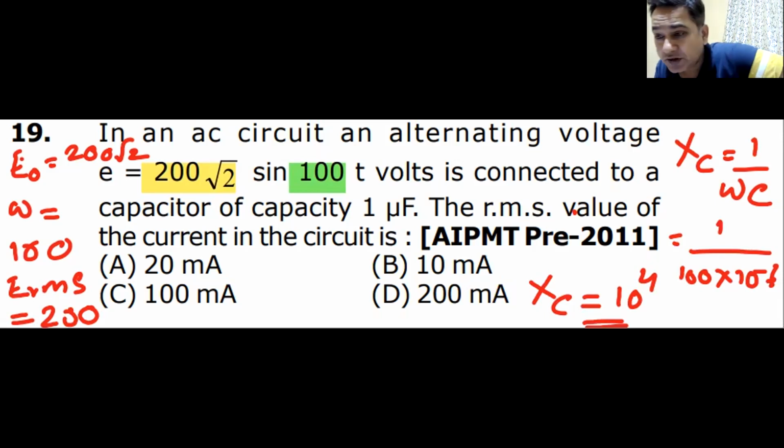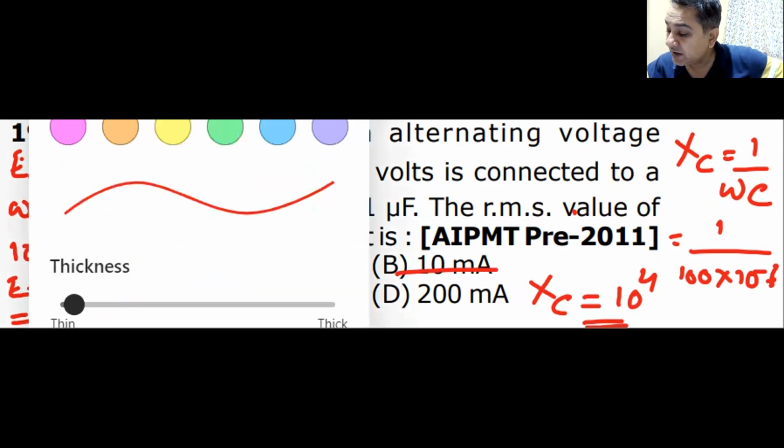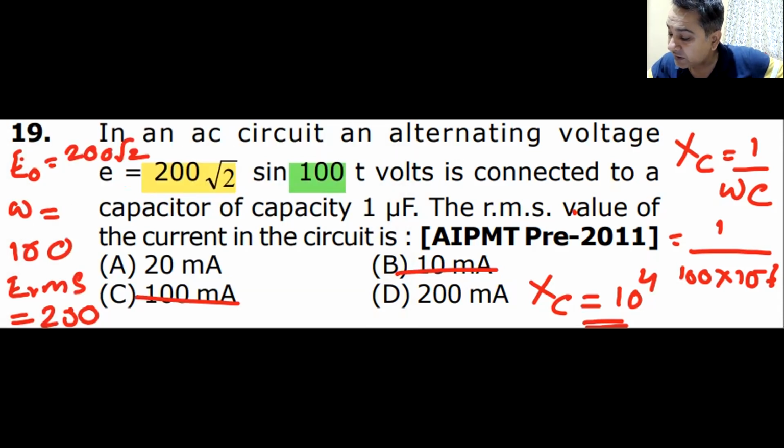You will have to just look at the units and tell me the answer. 200 divided by 10 raised to the power 4. Look at the units, tell me the answer. This definitely cannot be the answer. Just have to choose between 20 milliamps or 200 milliamps. Milli is 10 raised to the power minus 3. And if you apply some brain, you will get that the answer is the blue one. And the answer is A, which is 20 milliamps.